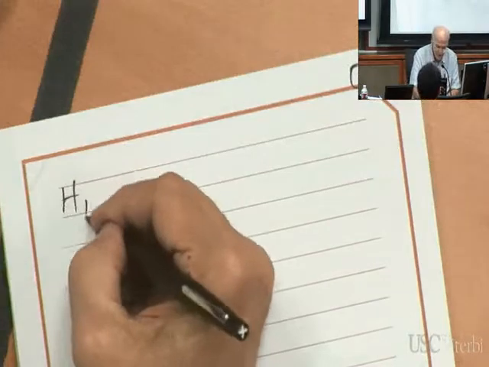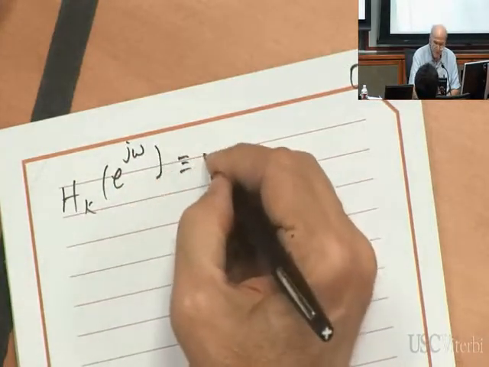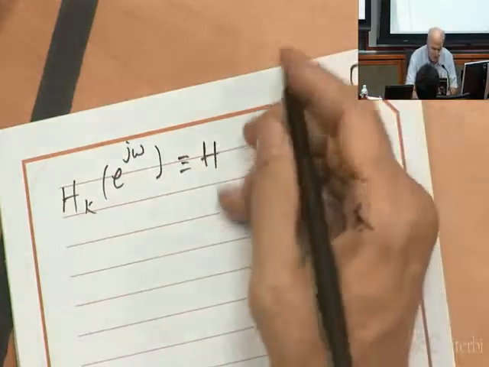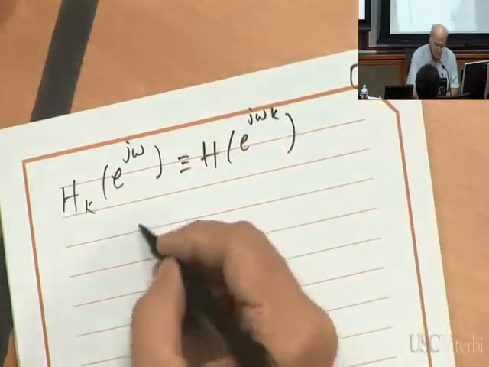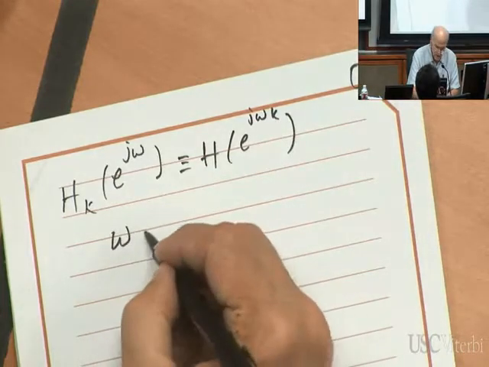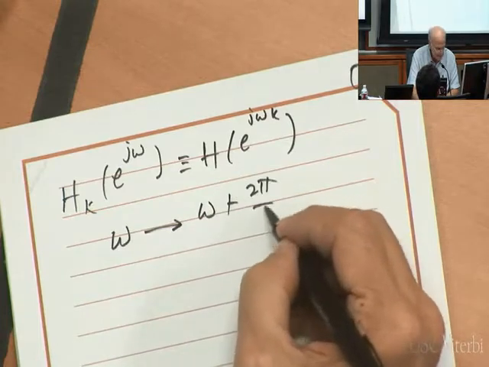Okay, again, that was with the example of k equal 8. Let me just repeat again, since it does appear in your class project. This is equal to h. I know I'm repeating this, but that's all right. Give me a little bit more detail. Omega goes to omega plus 2 pi over k.